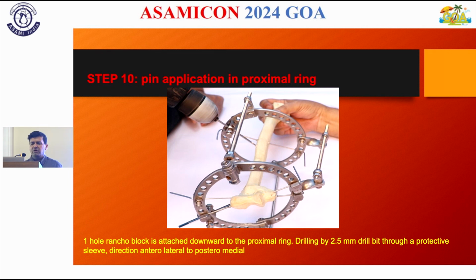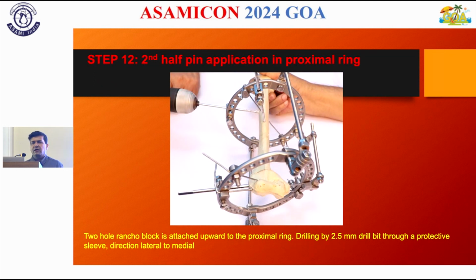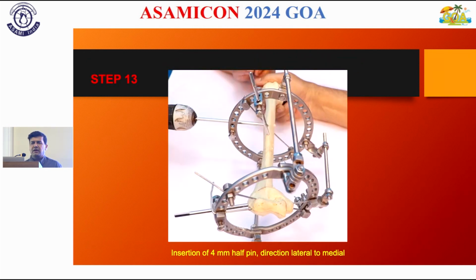We put a one-hole Rancho block with a 2.5 mm drill bit from anterolateral to posteromedial, and a 4 mm half pin is applied. Then again, a second pin is applied with a 2-hole Rancho block after drilling, direction lateral to medial. So, in total, we have 2 pins and 1 wire in the proximal ring, and 2 wires and 1 pin in the distal ring.